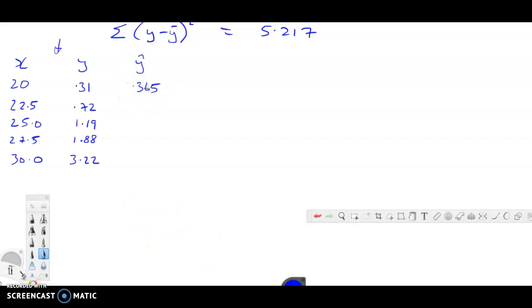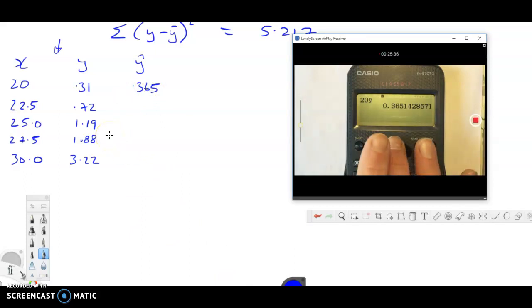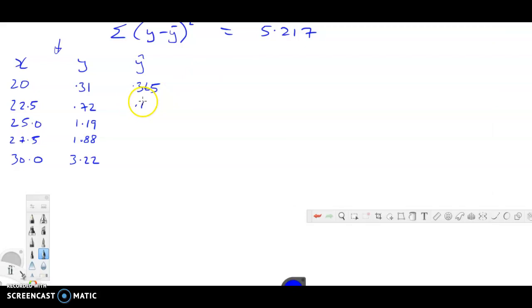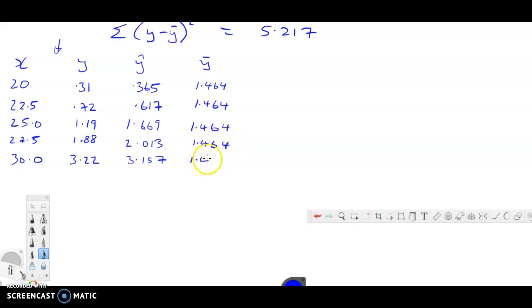And for the next one, I go back up and edit the 20, and stick in 22.5 and press equals, and we get 0.617. And so on. So I populated my y hat column using the same technique as I showed you there, and now I'm just going to stick in a column of y bar values. Y bar is still 1.464, so I'll just have that down along, and this is just a lot of repetition, this question, no big deal once you know your calculator.